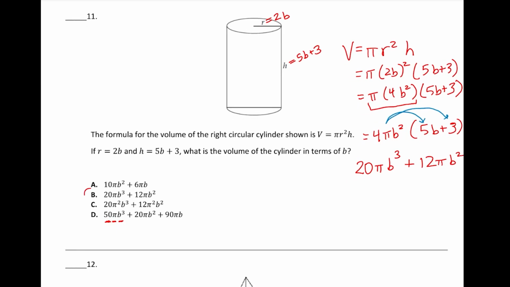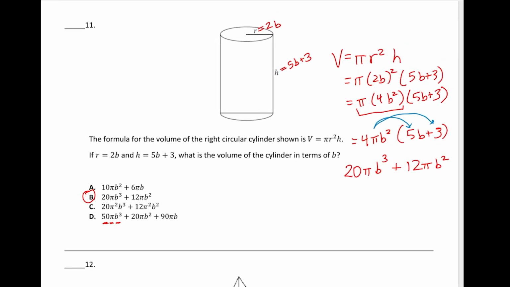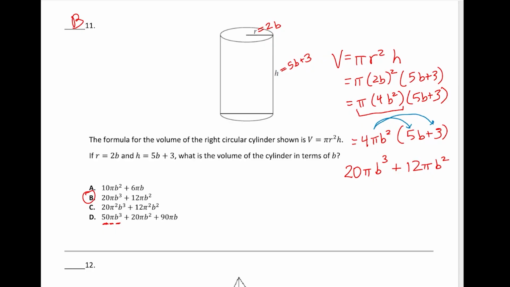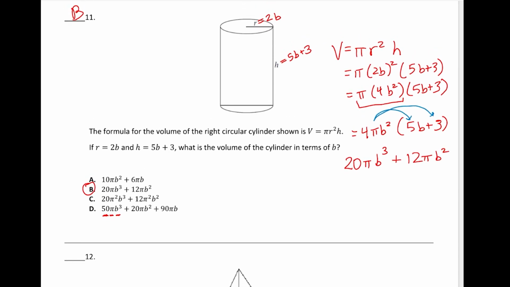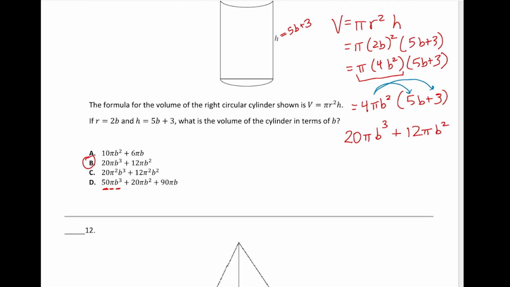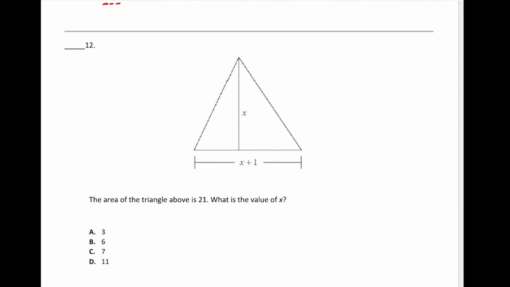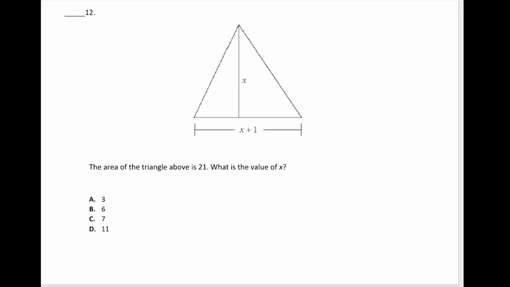So our answer is B. Imagine that. What is the volume of the cylinder in terms of B? And the answer is B. What are the odds? Okay, number 12. The area of the triangle above is 21. What is the value of x?